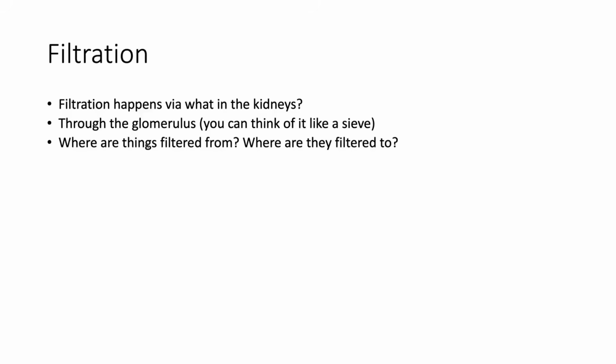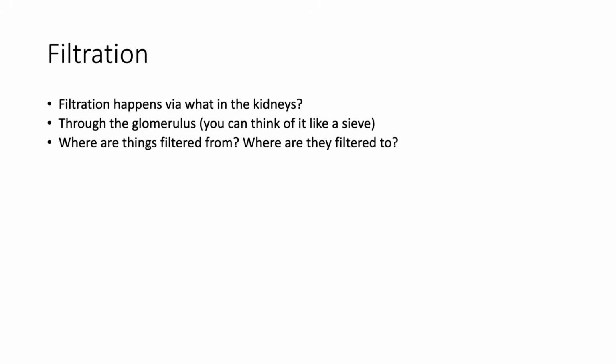Where are they filtered to? So where are they coming from, and where are you going to filter them to? They are filtered from the afferent arteriole and to the efferent arteriole. Then the proximal convoluted tubule, loop of Henle, DCT.